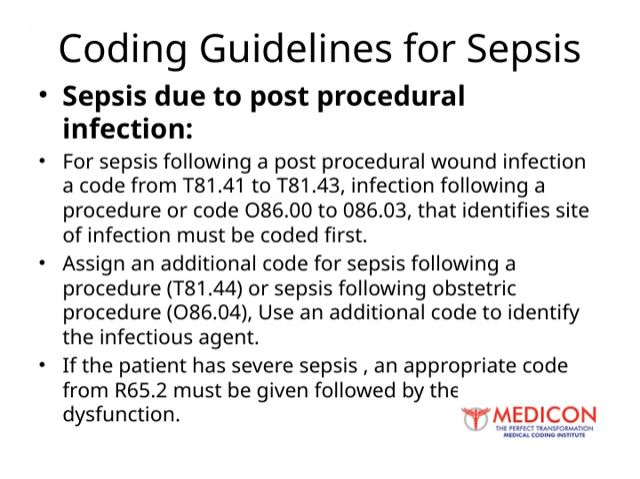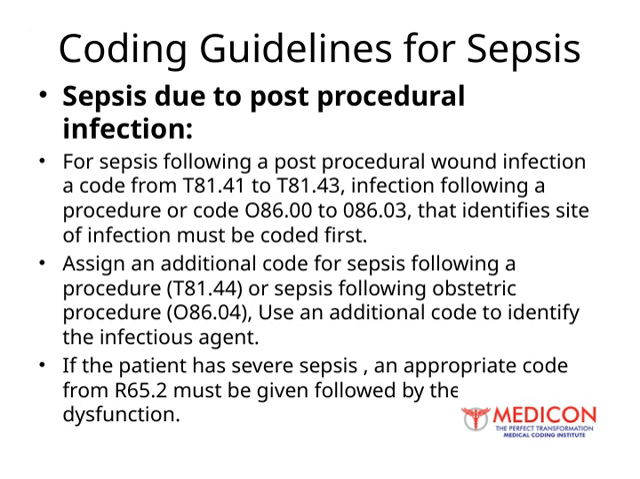The key here is that the site of the infection must be identified first, so make sure to code that initial infection accurately. Next, you need to assign an additional code that indicates the sepsis itself. For example, T81.44 is used for sepsis following a procedure, and O86.04 is for sepsis following an obstetric procedure.